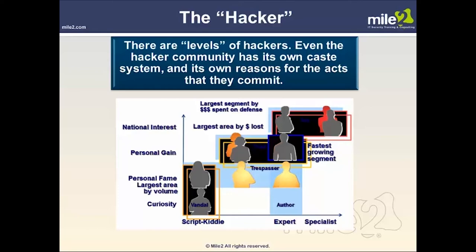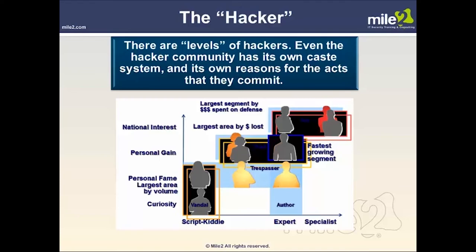They basically will download a tool and then just execute the tool without really knowing what the tool is doing or how to execute the attack without the tool. So these are generally going to be maybe your preteens, your teenagers that are out there causing a little bit of havoc, and maybe they're just doing it for personal fame more than anything else, right?